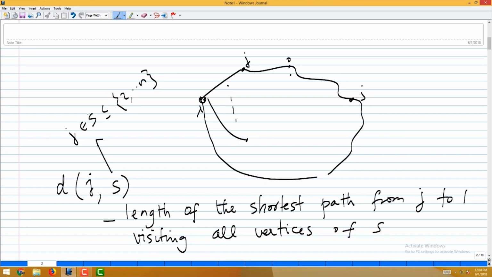Okay, so, what is my goal? I want to reduce from n factorial to something like 2 power n. N factorial was all permutations, 2 power n is all subsets. So, somehow I am going to try all subsets, then I will have a 2 power n kind of algorithm. So, from j to 1, where 1 is some fixed vertex and S is some subset of 2 to n that contains j. These are the sub problems.